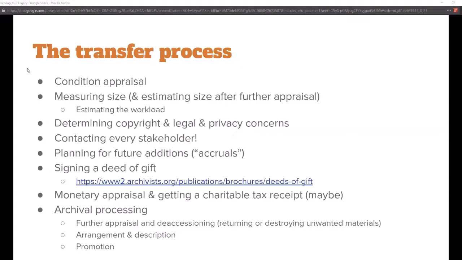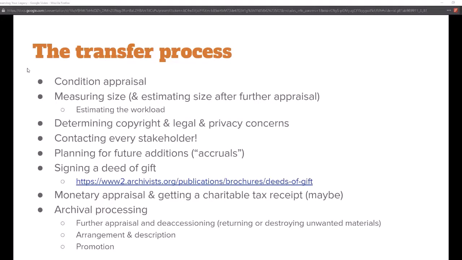The transfer home process. Once you find a potential home, they will do most of these things. This is what they'll do on their end. And this is where all the stuff we've talked about comes into play. Condition appraisal. If your stuff is just in too bad condition, it is too much work for them. And that may be a reason to say no, even if you are interesting and valuable and your stuff is interesting and valuable. There's a chance that it may be too big or too small, depending on what they're looking for. So having an idea of how much size you have to donate and estimate what those further accruals will be. Estimating the workload to process it.